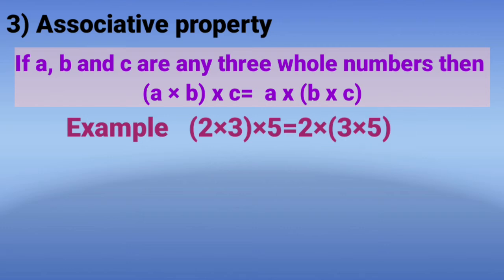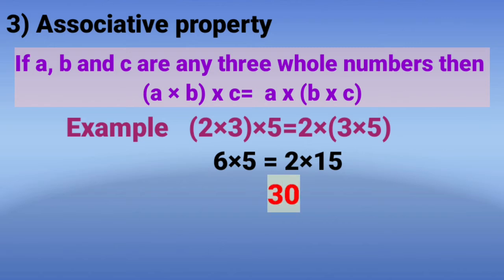So opening the bracket first, 2 into 3, 6 multiplied by 5. This side 3 into 5, 15 multiplied by 2. On multiplication, result is 30 both sides. This is associative property. We are changing the place of bracket.